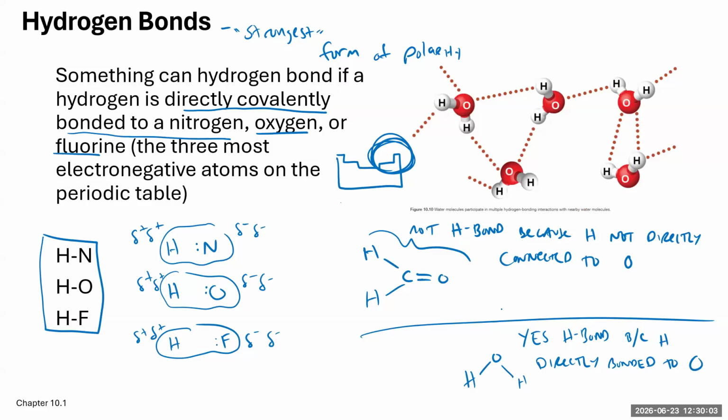So they can all be within the same molecule, but that doesn't make it a hydrogen bond. They have to be directly covalently bonded to either hydrogen and nitrogen, hydrogen and oxygen, or hydrogen and fluorine. Those are the only three that can do that.